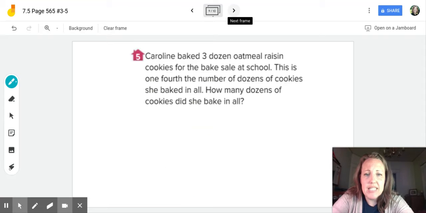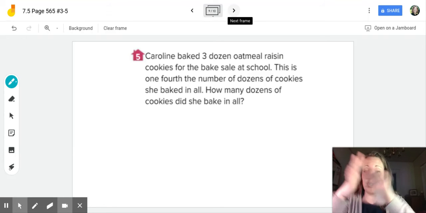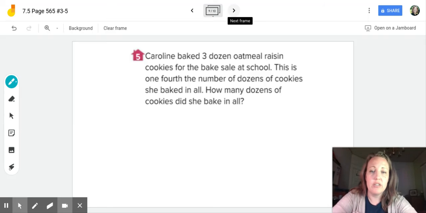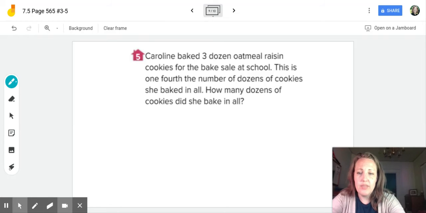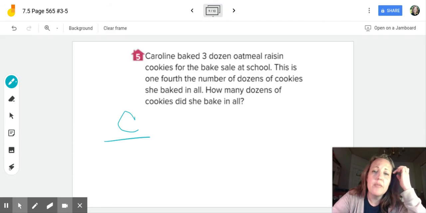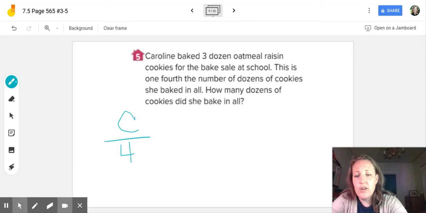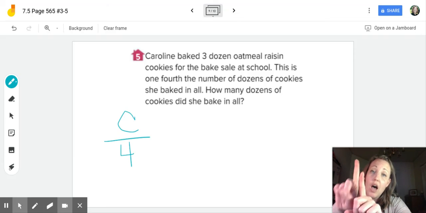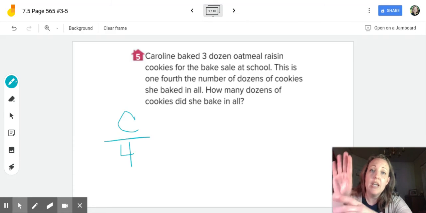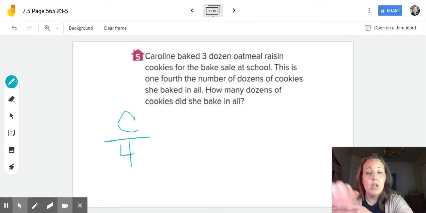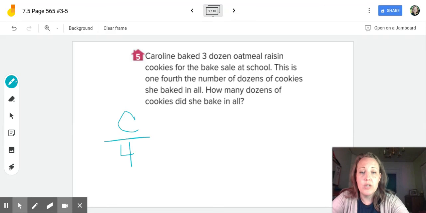Caroline baked 3 dozen, a dozen is 12, so it's 36 cookies, 3 dozen oatmeal raisin cookies for the bake sale at school. This is 1/4 the number of dozens of cookies she baked in all. So she baked a crazy amount of cookies, right? It's this huge number of cookies. But if I take 1/4 of that, taking 1/4 of something, of means multiply, is the same as dividing it by 4. So I take that total and I divide it by 4, and that was equal to 3 dozen, right?